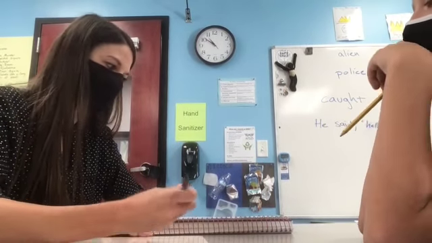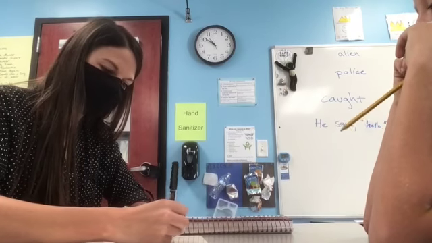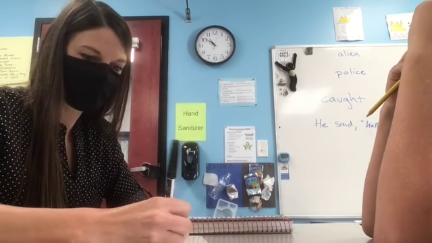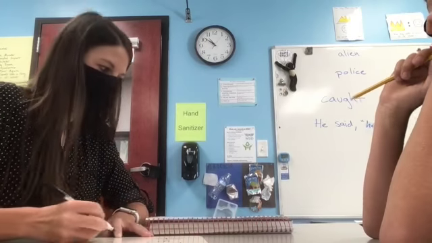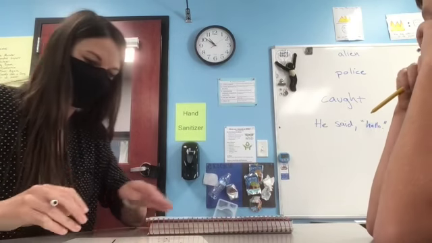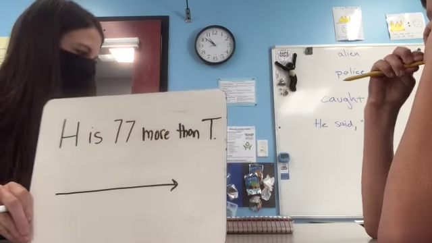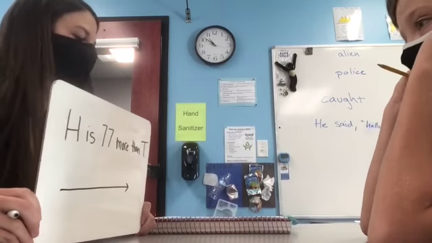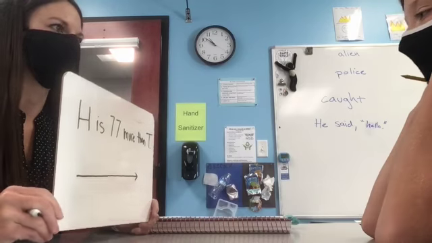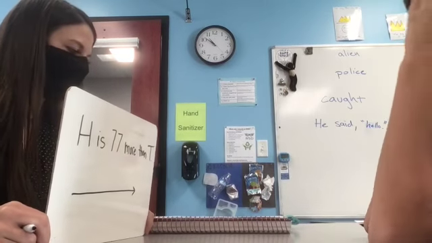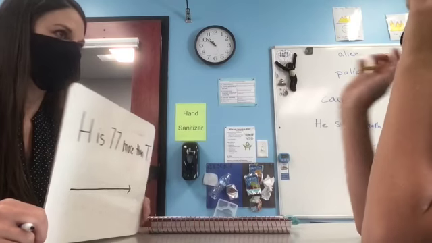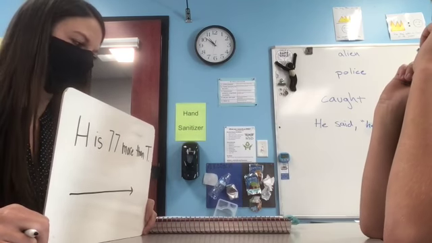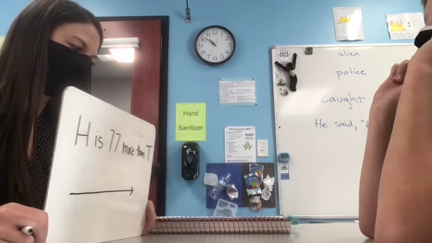Okay, here's another family with a number and 2 letters. H is 77 more than T, with our number family arrow. So H is 77 more than T. What number tells about more or less? Which number? 77. Great job. So what do we write for the first small number in the family? 77.